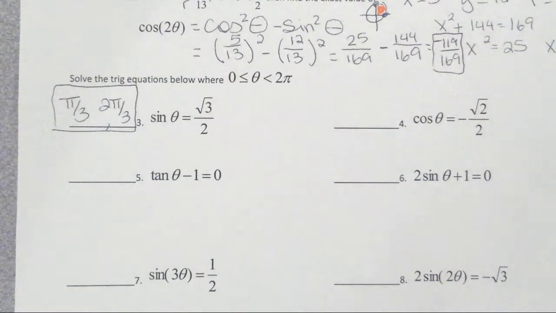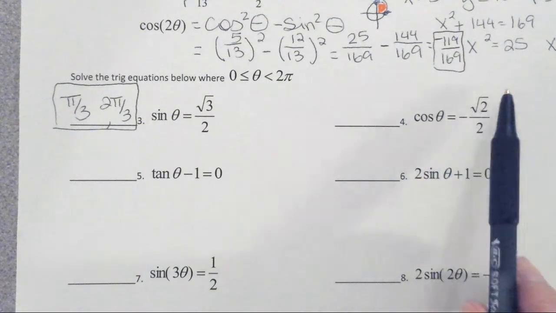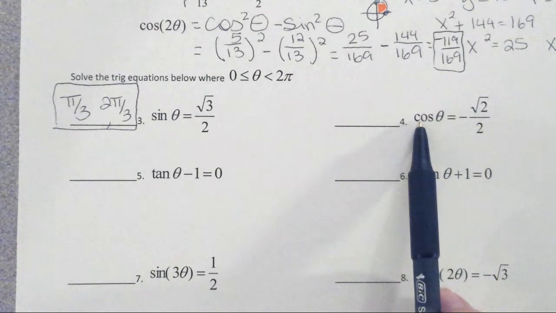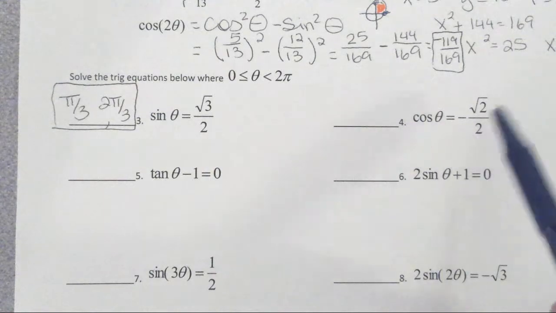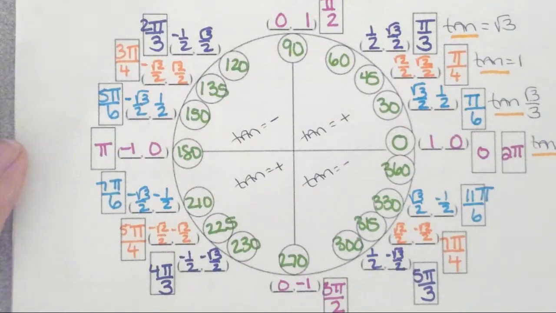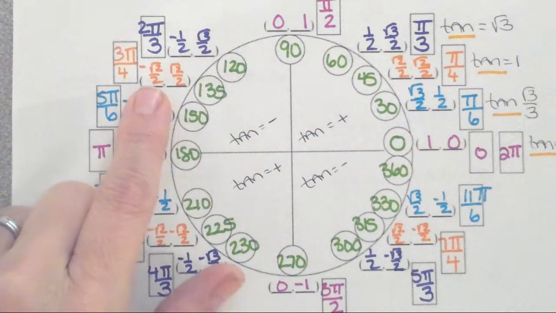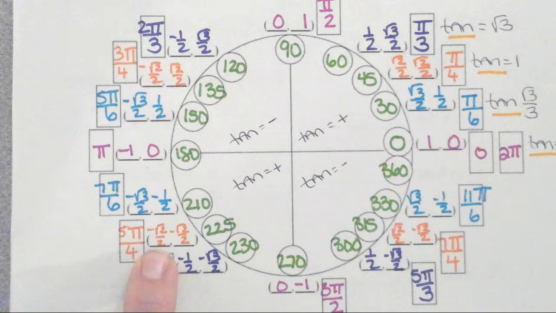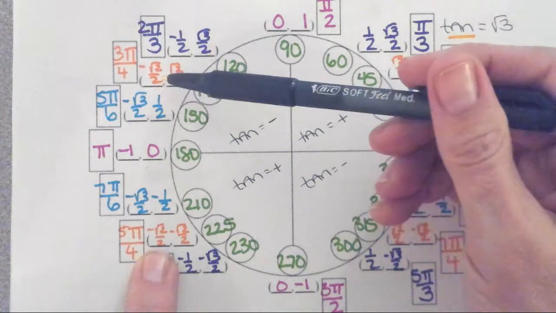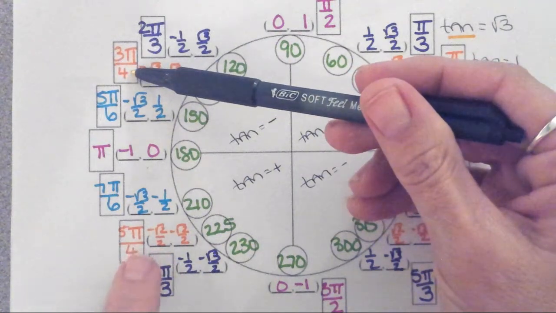And we're done. Number 4 wants to know where cosine is equal to negative root 2 over 2. Well, cosine is x, so I want to know where on my circle does the x value equal a negative root 2 over 2. So I go back to my circle. I know that my x's are negative in quadrants 2 and 3, and it's negative root 2 over 2 at 3 pi over 4 and at 5 pi over 4.